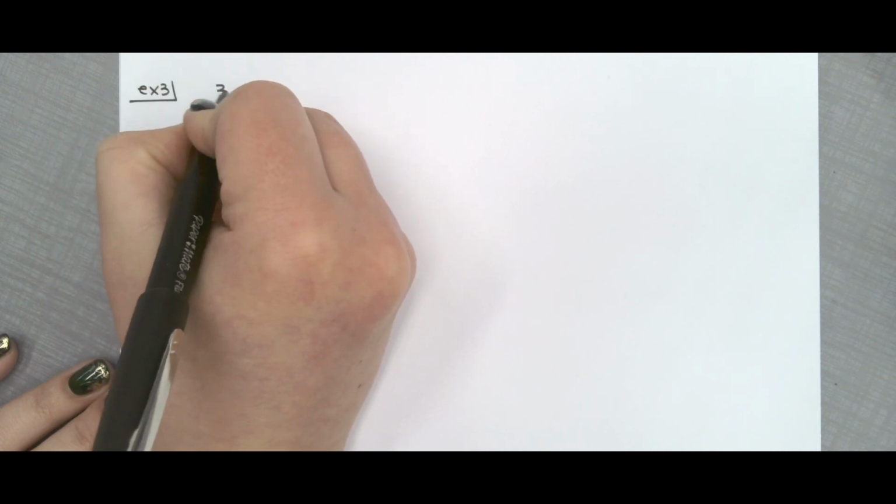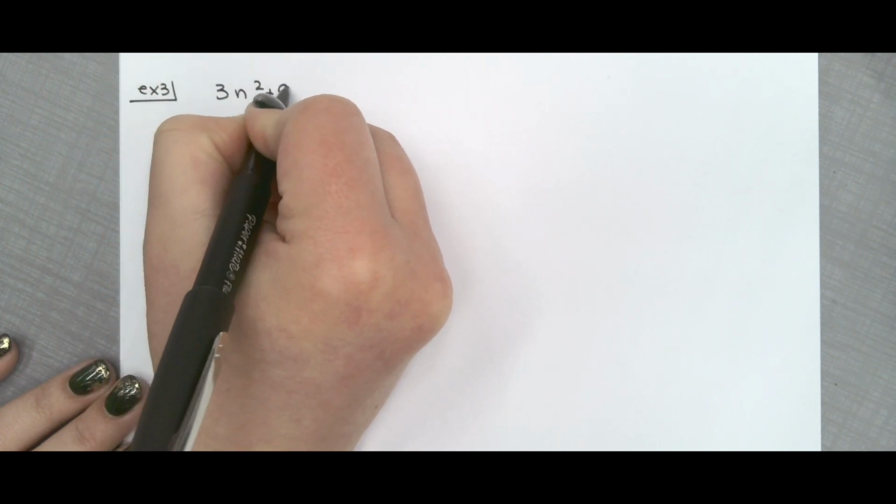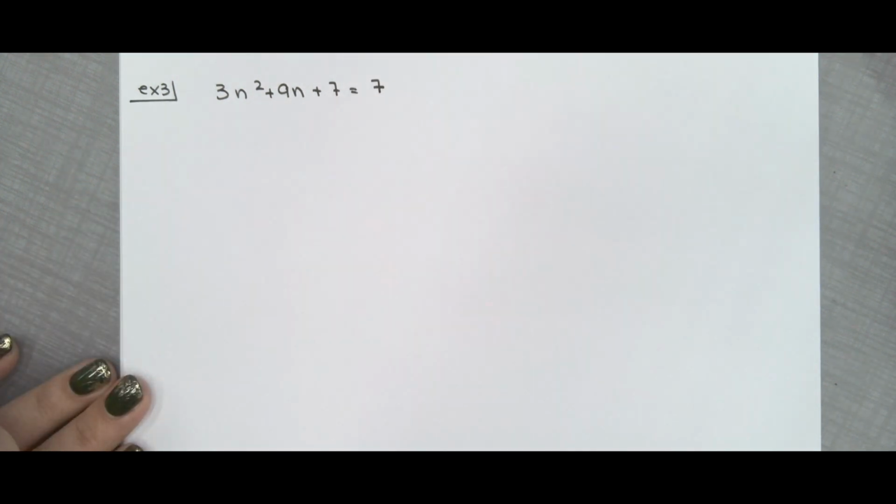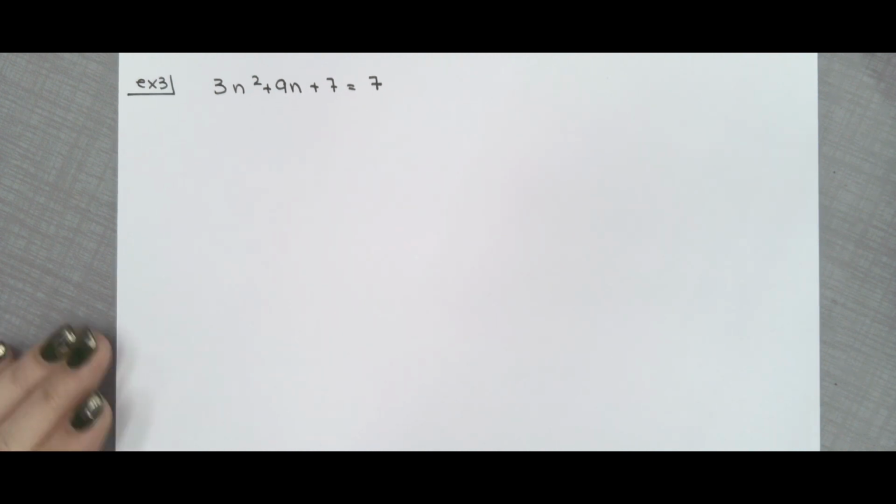On this one here, I'm going to give you a little bit of a head start. Try to do this on your own. Here's your question. 3n squared plus 9n plus 7 is equal to 7. And again, this section is asking you to solve by factoring. If you can, please solve by factoring, thank you.